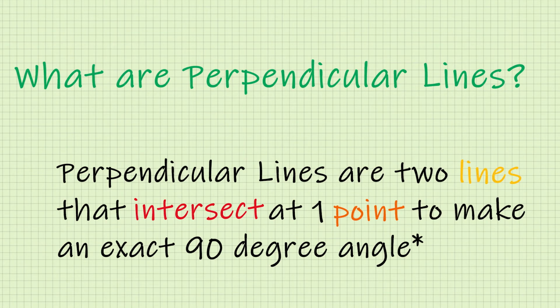Let's go. So the first question is, what are perpendicular lines? Perpendicular lines are two lines that intersect at one point to make an exact 90-degree angle.